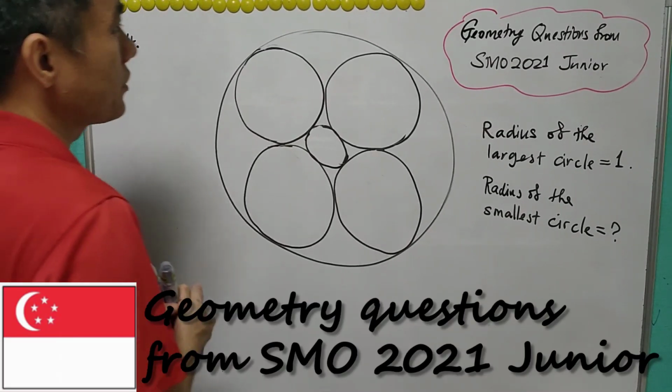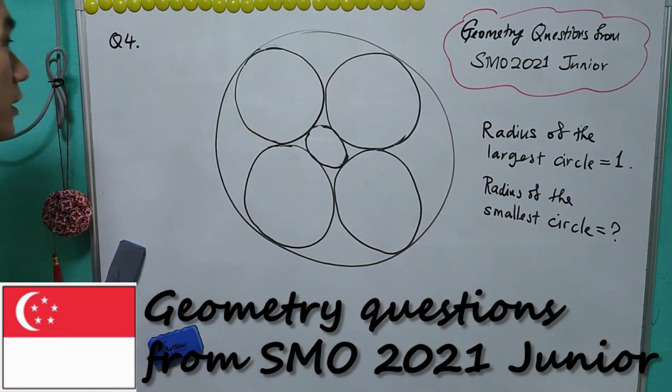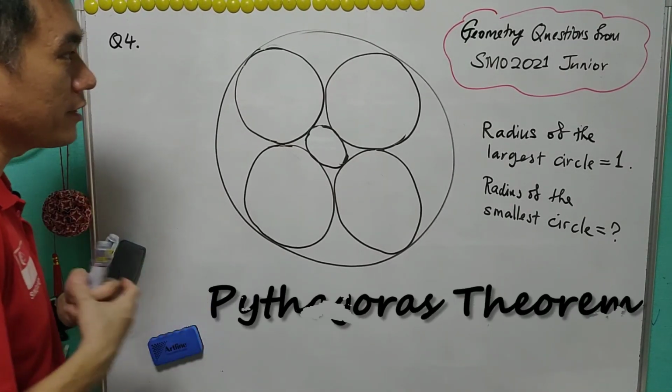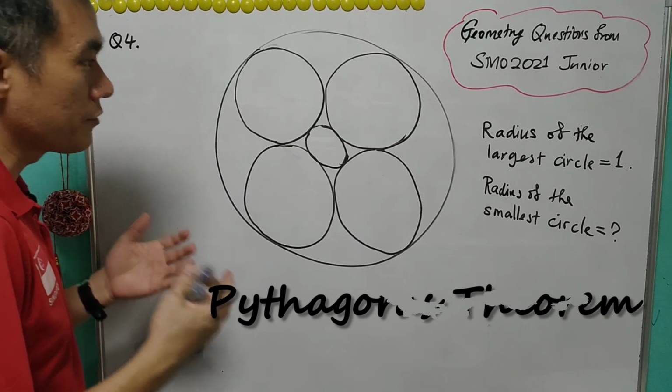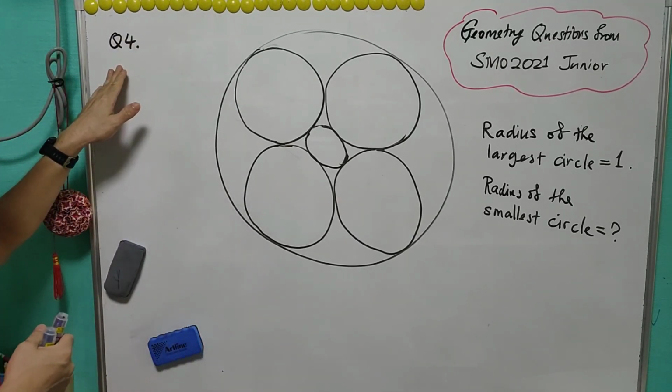For today's lesson, we are going to discuss geometry questions from SMO2021 Junior section. There are only 3 such questions, and all of them involve the Pythagoras Theorem. The first question for today comes from question 4 of the year.